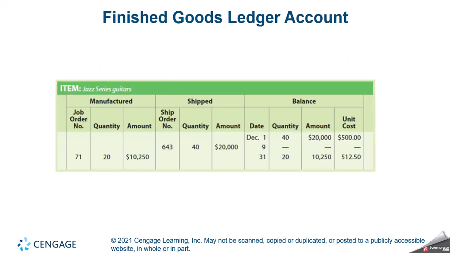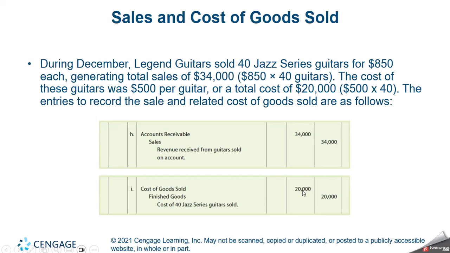So we could look to say, okay, what do we have? And then what was shipped. So we manufactured 20 units from job 71, and then we shipped out 40 from ship order 643. And then we break it down over here into unit costs associated with those finished goods. And then as we sell it, we sell 40 of these guitars for $850. So that's a $34,000 sale.